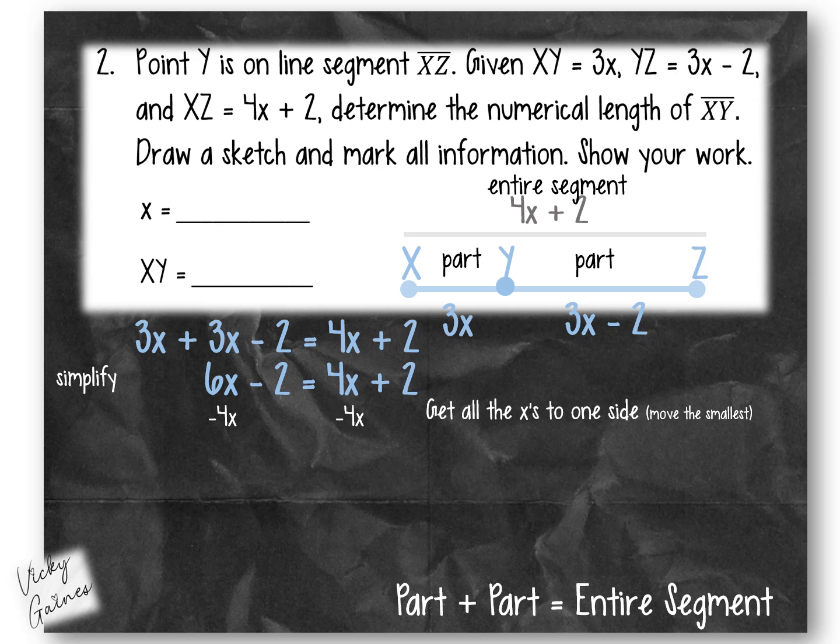6x minus 4x is 2x. Bring down your minus 2. 4x minus 4x, that is gone. So the right-hand side just ends up being that 2. Add 2 to both sides of our equation. 2x is 4. Divide both sides by 2, and x is 2.